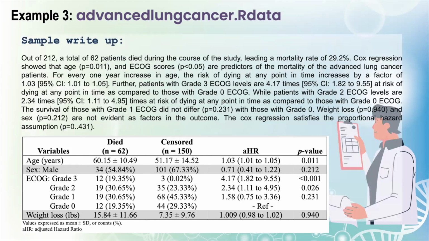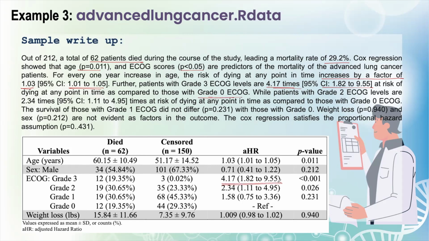So to interpret, this is just the summary of these results. Out of 212, a total of 62 patients died during the course of the study, leading to a mortality rate of 29.2%. Cox regression showed that age and ECOG scores are predictors of the mortality of the advanced lung cancer patients, in which for every 1 year increase in age, the risk of dying at any point in time increases by a factor of 1.03. And then this is the confidence interval. Further, patients with grade 3 ECOG levels are 4.17 times, then this is the confidence interval, at risk of dying at any point in time as compared to grade 0 ECOG.